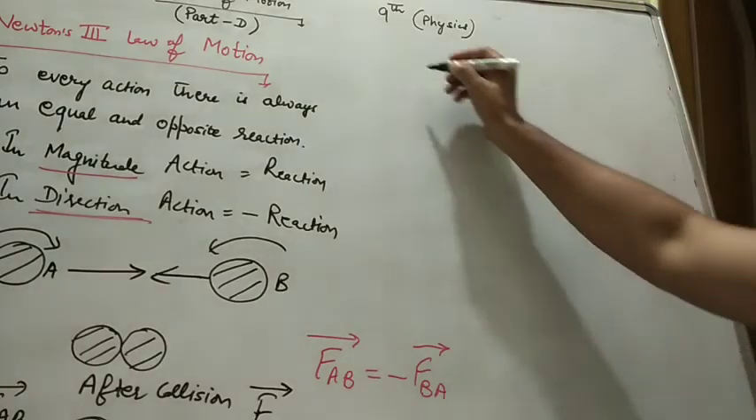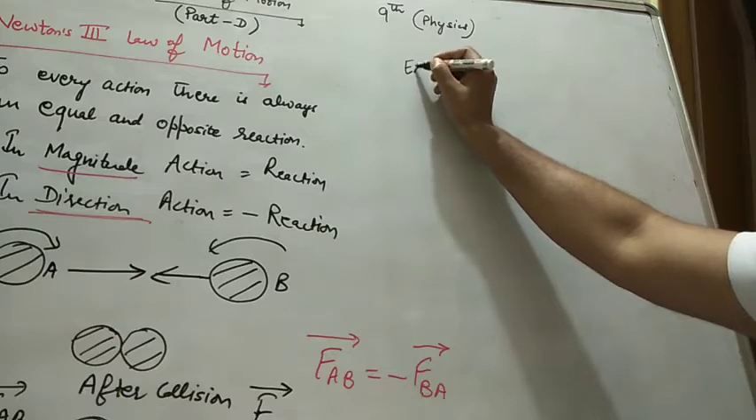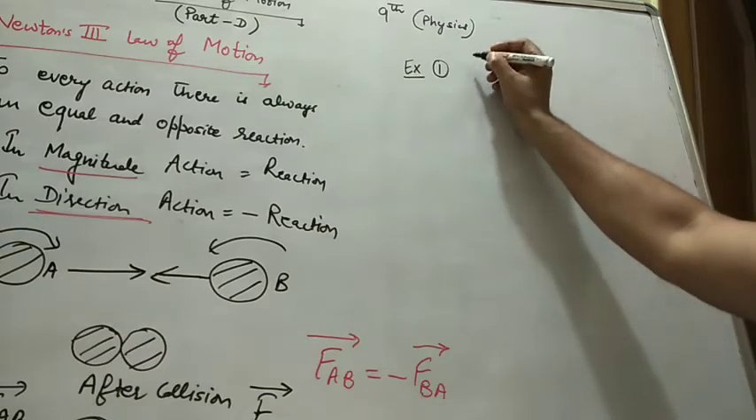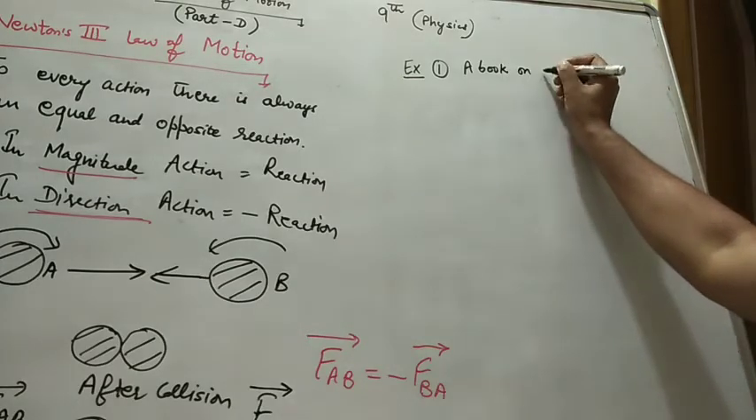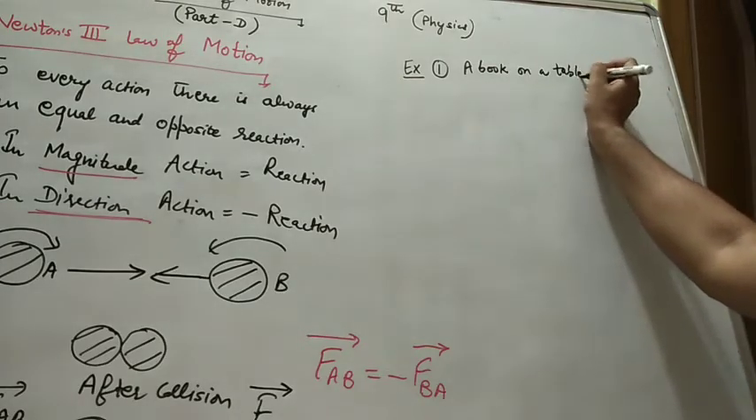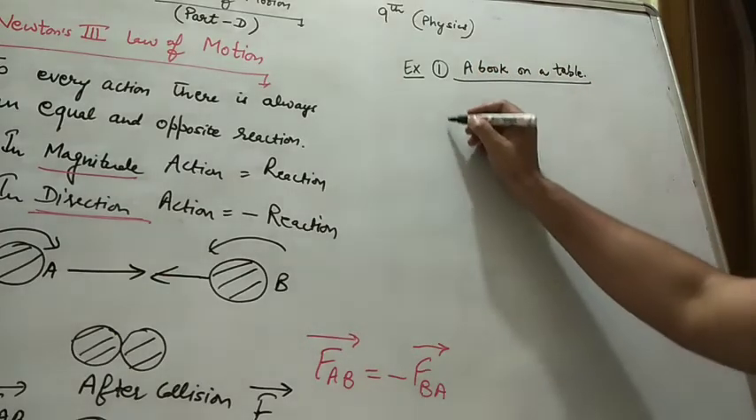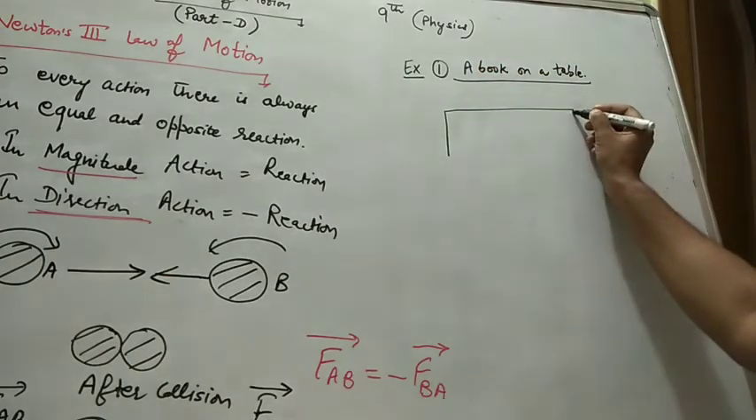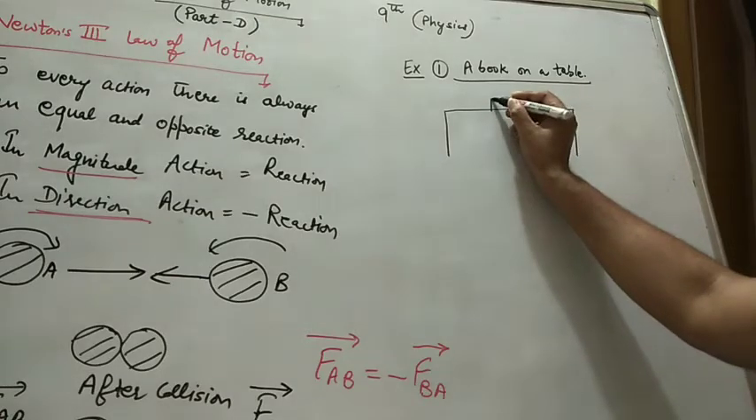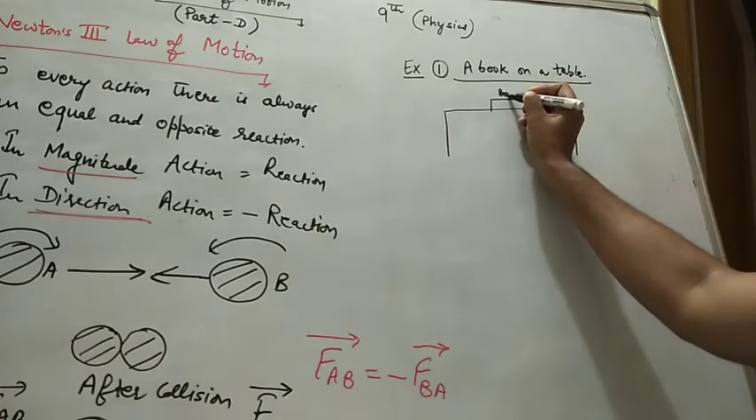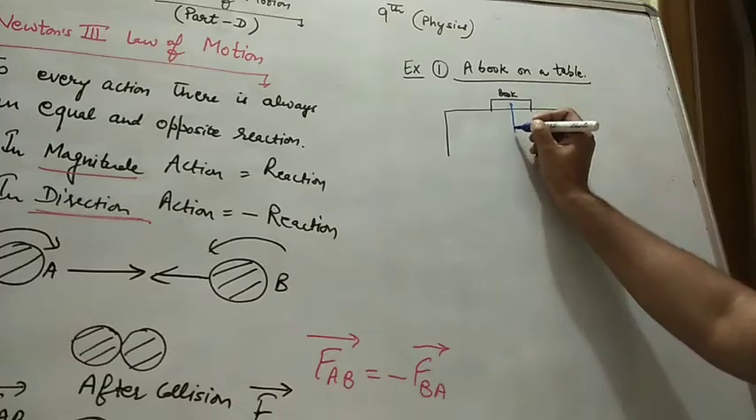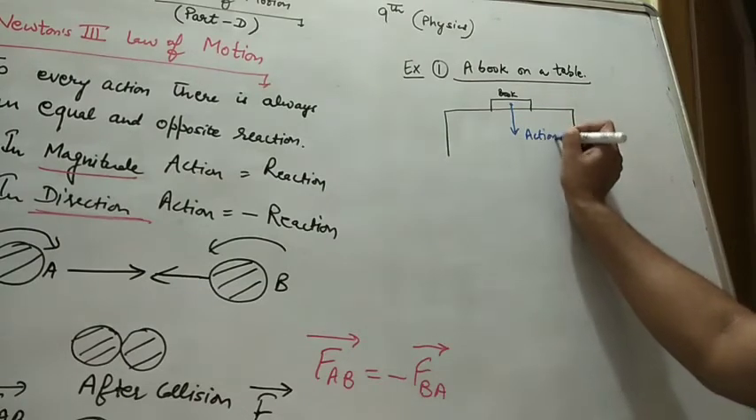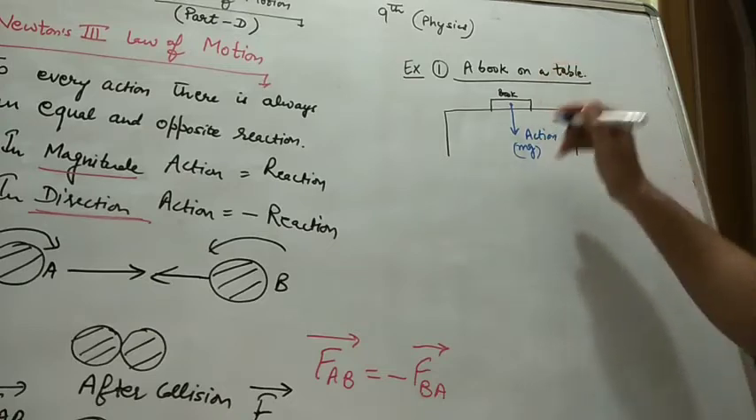So we have different examples. Example number 1, a book on a table. A very simple example. Suppose this is the table's top surface, and this is the book. Its weight is acting downward. The book's weight is acting downward. That is action. mg is its weight. That is action.